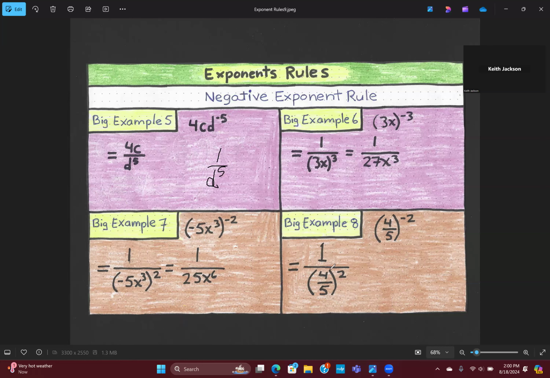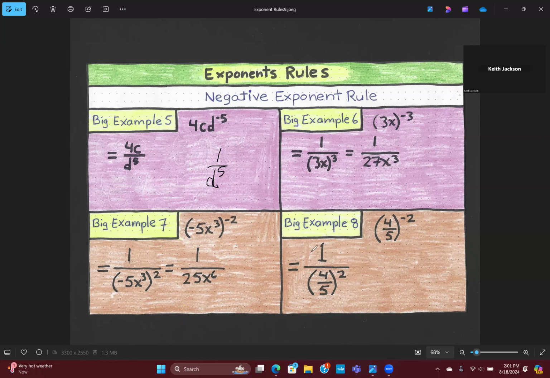Now let's move to big example 8, in which we have 4/5 raised to the negative second power. Again, because we're raising a quantity or a number to a negative power, we're just going to simply write it as 1 over that quantity raised to that power. And so in this case, it's going to be 1 over 4/5 raised to the second power. And that's it. We can leave it like that, or we could just say 1 over 16 over 25ths if we like, depending upon what your teacher might like for you to do.